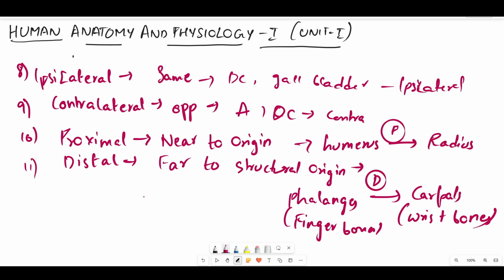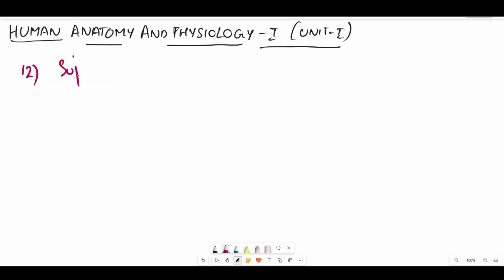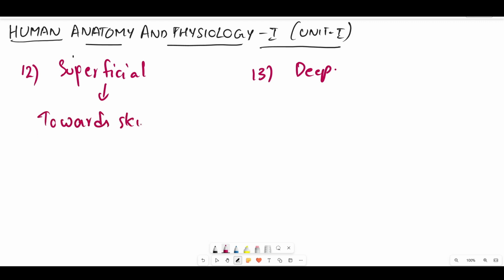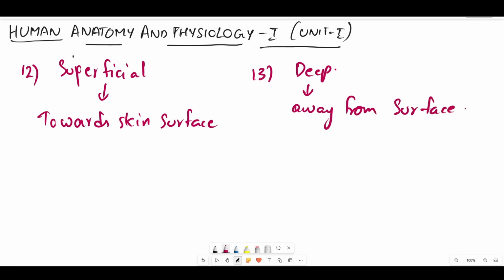Then we have the last two terms. So that is superficial, and the other one is deep. Superficial means it is something towards the skin surface. Deep means it is away from the surface. This is towards the surface. Deep is away from the surface.